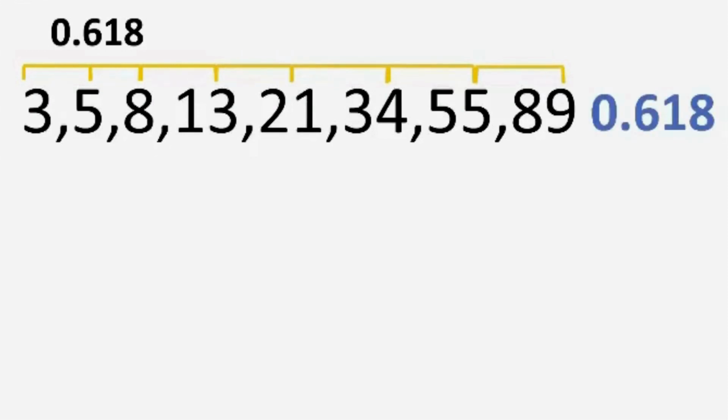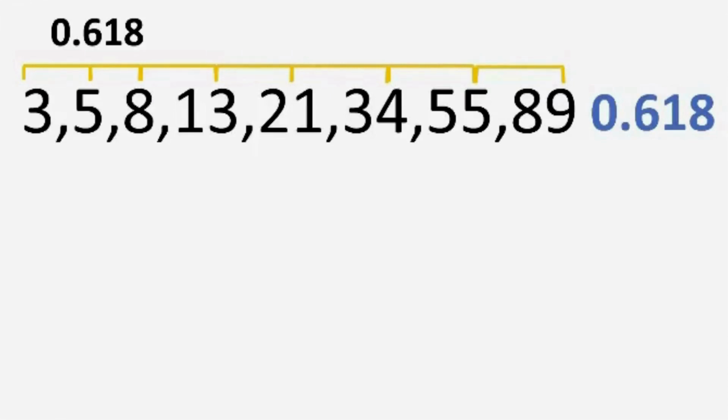And this is not just with 3 or 5. You divide any number by its next one. Like you divide 5 by 8, you divide 13 by 21, you divide 55 by 89. The answer that you get is 0.618, and this is the first golden ratio which is obtained from this Fibonacci sequence.